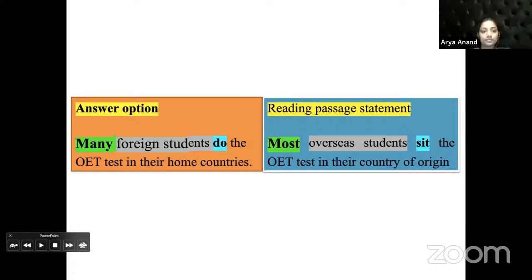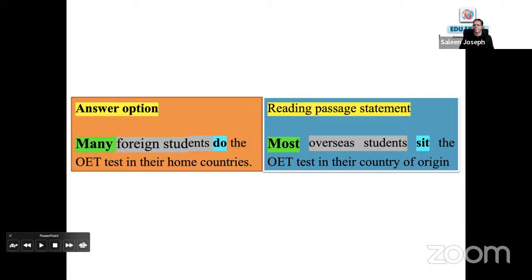That's the problem. So be perfect in these strategies. One word makes the difference. Foreign students, synonymous expression: overseas students. Do, sit. And home countries, country of origin. See how beautifully they paraphrase. This is known as paraphrasing. Paraphrasing means using synonyms and synonymous language, or expressing the same meaning in other words.